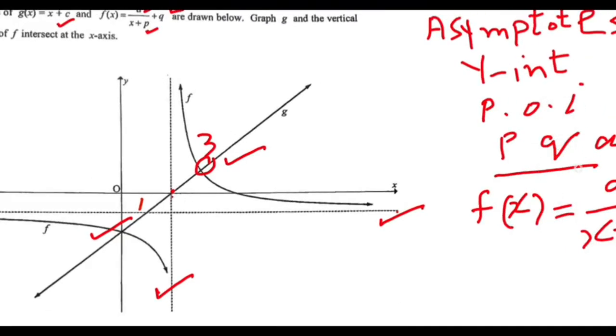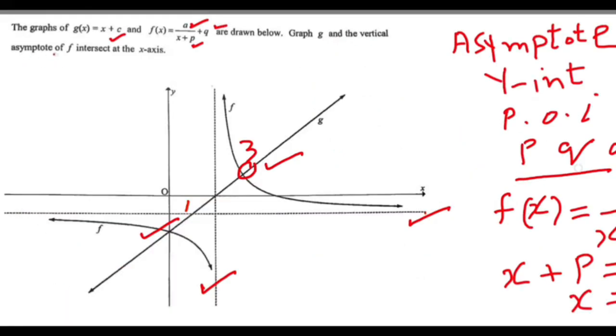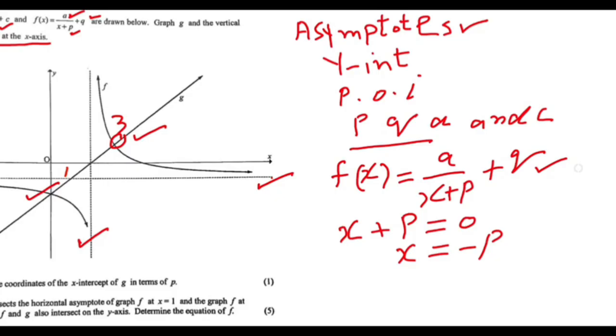Now here, this is a vertical asymptote we have. So here x plus p is equal to 0, and x is going to be equal to negative p. So this is the vertical asymptote according to this equation. The graph of g and the vertical asymptote of f intersect at the x-axis. This means the x-intercept of g is the same as the vertical asymptote of f.